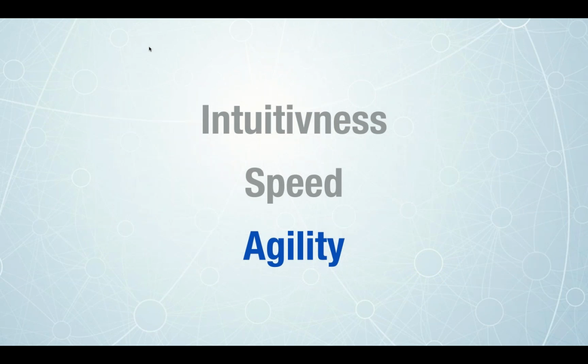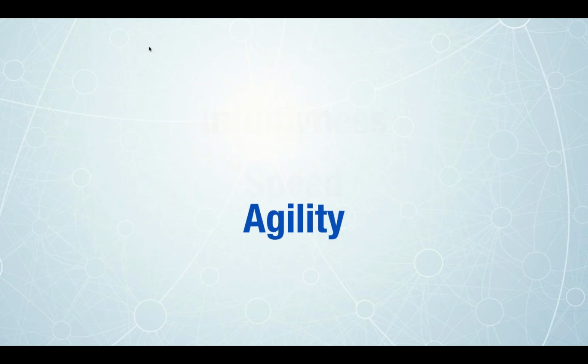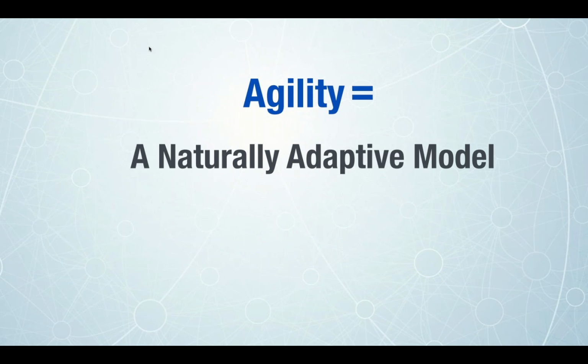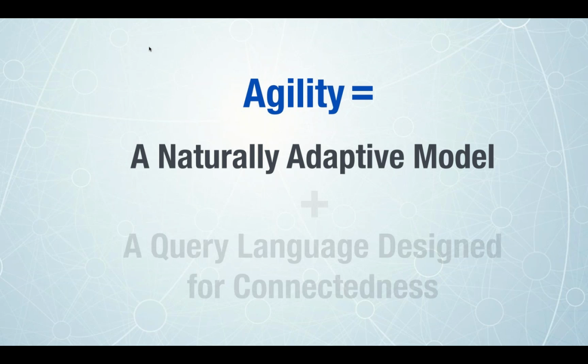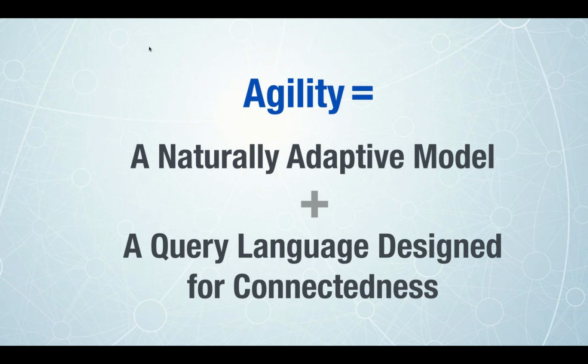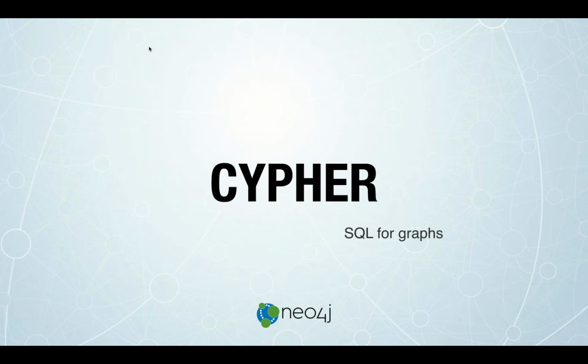The third benefit I want to talk about here is agility. There are really two components to agility. The first is that graphs are a naturally adaptive model. We saw at the beginning how we can change and add to our data model without doing things like schema migrations. It's very, very straightforward. The other piece of this is a query language that's designed for graphs, designed for connectedness. And this query language is Cypher. You can think of Cypher as SQL for graphs.